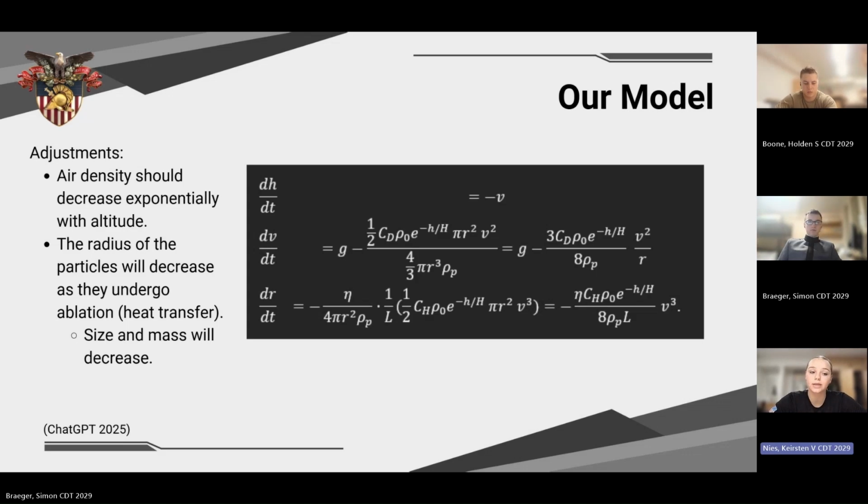Like I said, our major adjustments account for an air density that decreases exponentially with altitude, and again, the radius of the particle will decrease as it undergoes ablation, therefore size and mass will decrease. These equations reflect that the change in altitude is dependent on negative velocity. And then you see our dv over dt, that is the same falling bodies equation, but with our adapted parameters as previously explained, and the same for dr over dt. The base model was dm over dt, but again, we are trying to reflect the change in radius to better account for the change in size of particles.